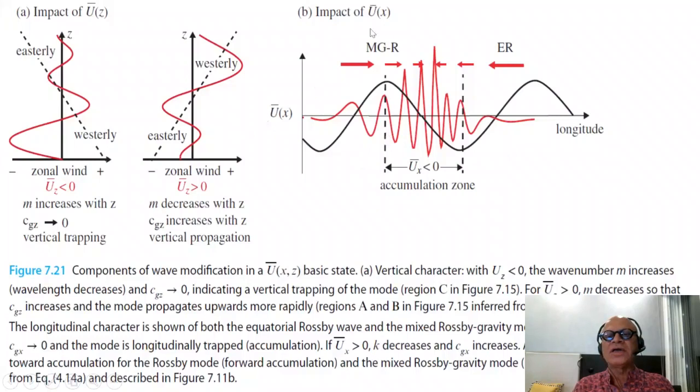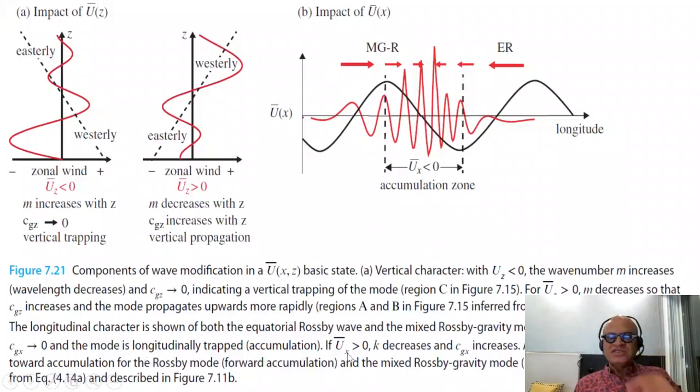So looking at the impact of the zonally varying basic state, we can see that the accumulation zone of the mixed Rossby gravity waves and equatorial Rossby waves is in this range of u bar x less than 0. Okay, so in this case, if there is accumulation, which means k is increasing, waves are becoming shorter scale, so the longitudinal group velocity is going to 0 and the mode is longitudinally trapped.